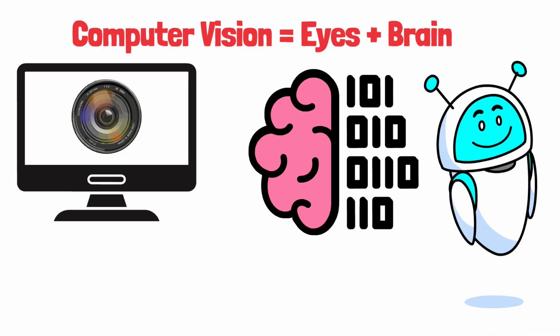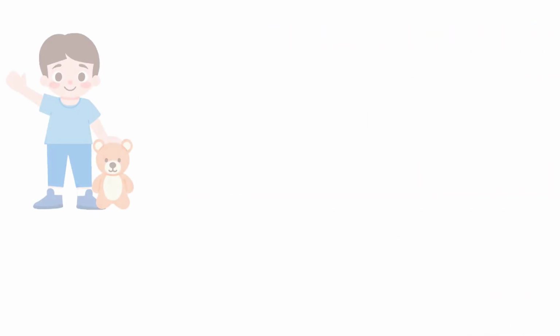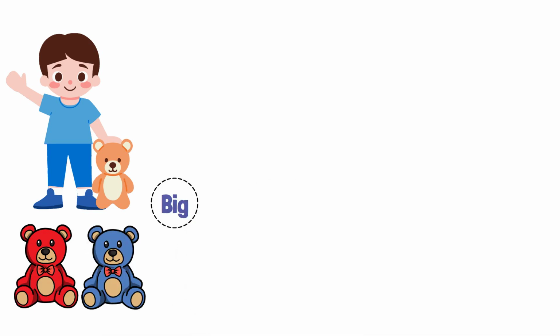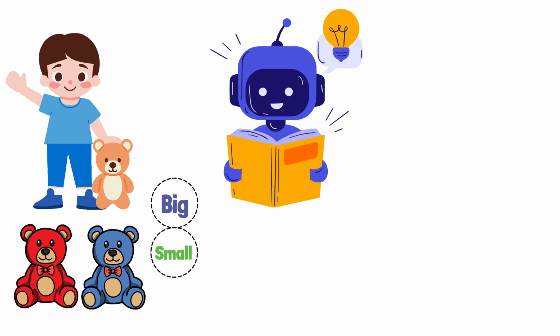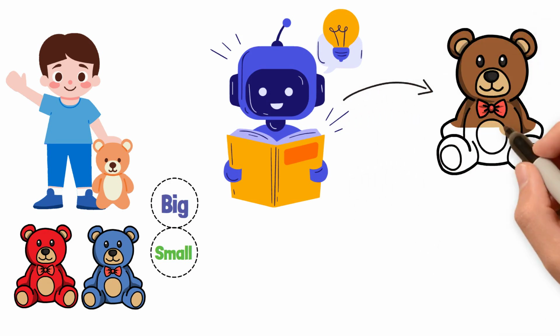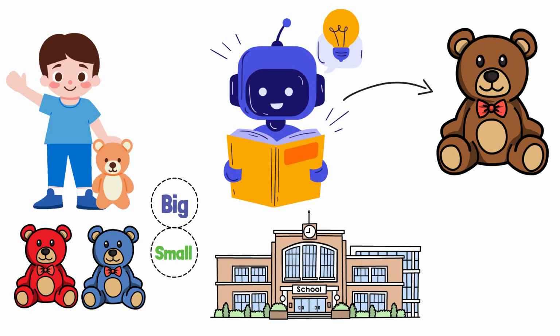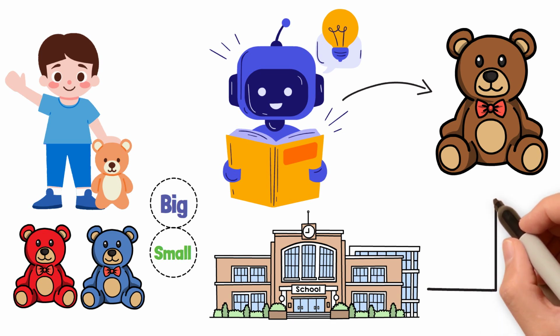A simple example. Imagine you show a picture of a teddy bear to a little child. After seeing it a few times, they can recognize a teddy bear anywhere, even if it's red, blue, big, or small. Computers learn in a similar way. If we show the computer thousands of teddy bear pictures, it can start recognizing teddy bears on its own. This is called training a computer model, kind of like sending the computer to school to learn about teddy bears.